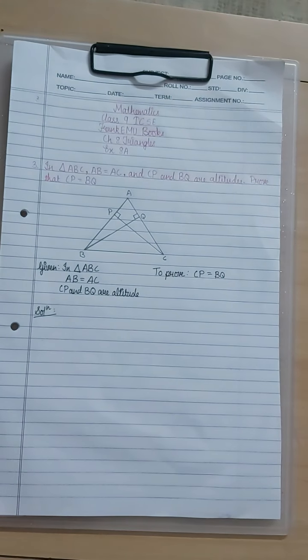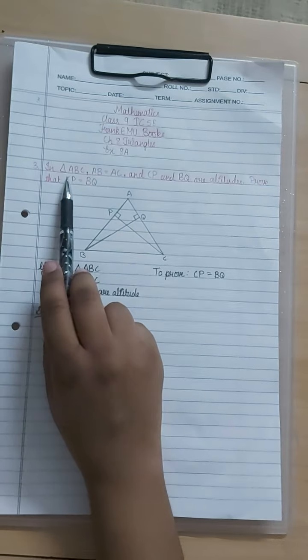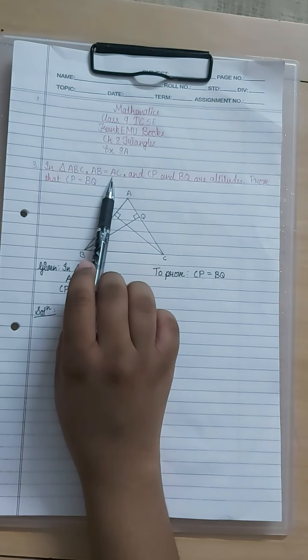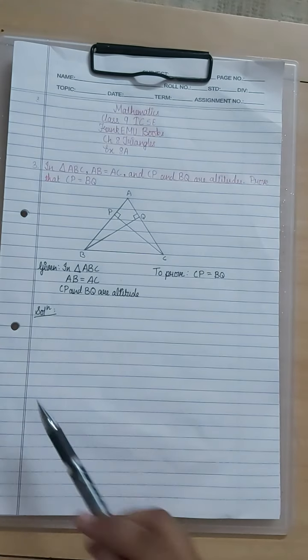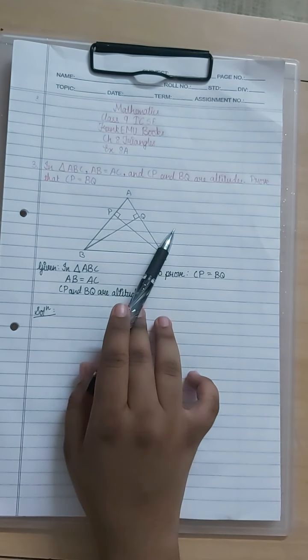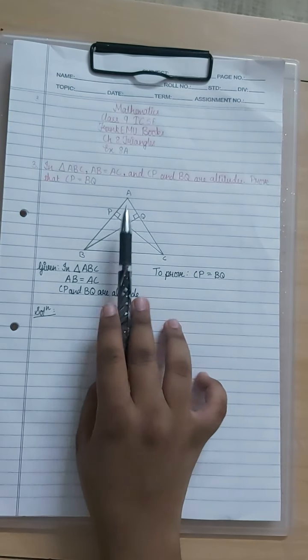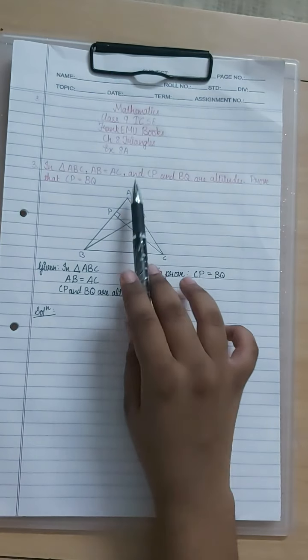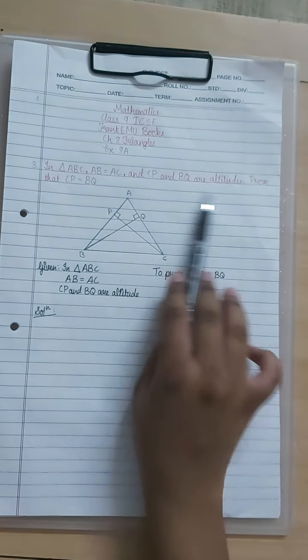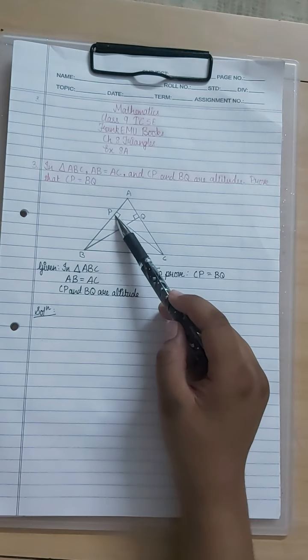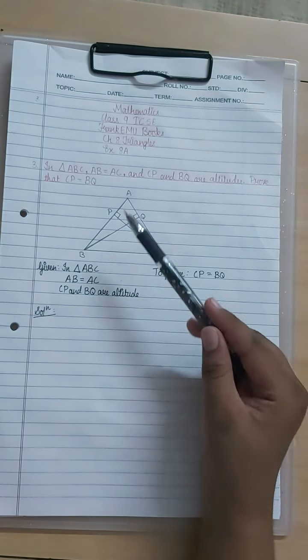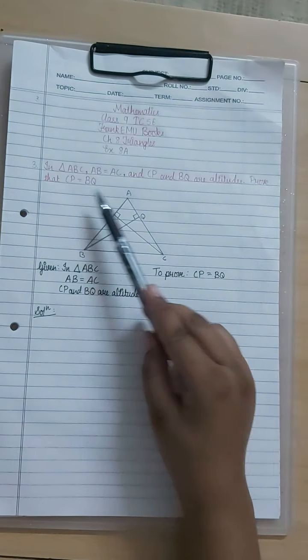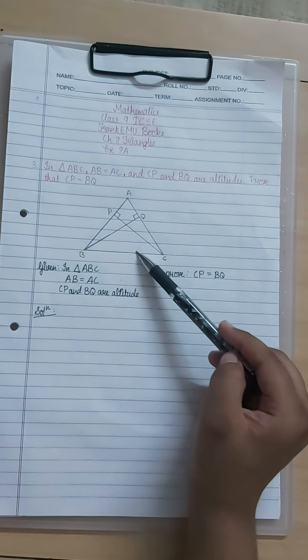So guys, let's read what the question says. In triangle ABC, AB equals AC, that is this side is equal to this side. We understand that when two sides or two adjacent sides are equal, then the triangle is an isosceles triangle. And CP and BQ are altitudes. So CP and BQ are altitudes of this triangle. Prove that CP equals BQ.